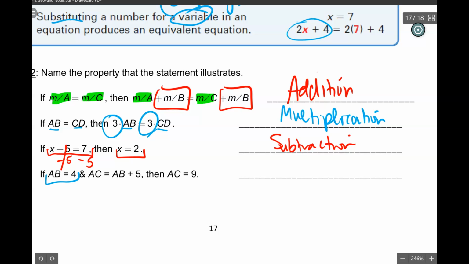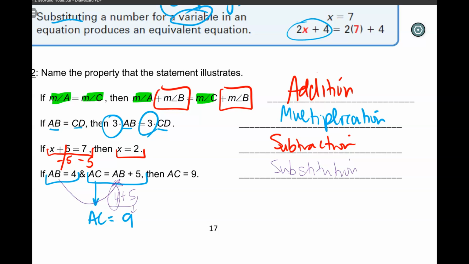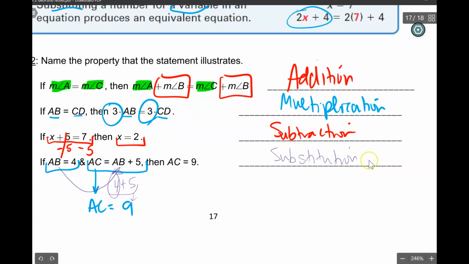And then, okay, so if AB equals 4 and AC equals AB plus 5, then AC equals 9. Okay, so the left side did not change. I still have AC. But the difference is now my right side is 9. So what I had to do was substitute in 4 for AB, so 4 plus 5, and then I simplified and I get 9. So that's why this is the substitution property, because I did not change both sides. I didn't add 4 to both sides. I substituted in, I replaced AB with the length 4, then I simplified. This is the substitution property.